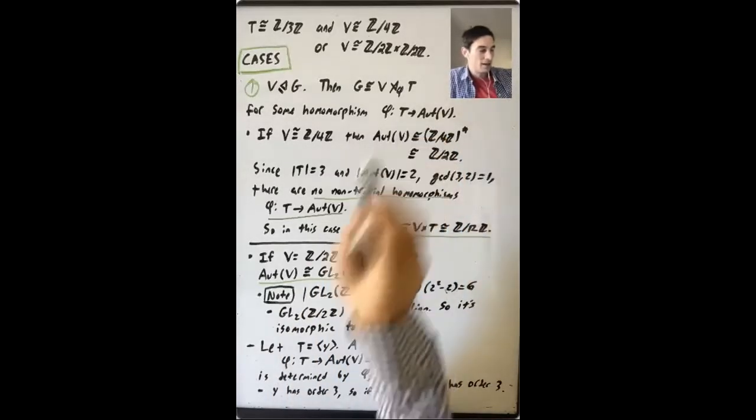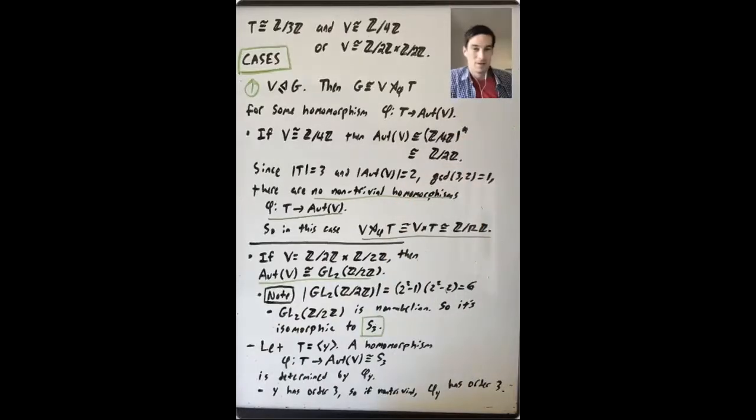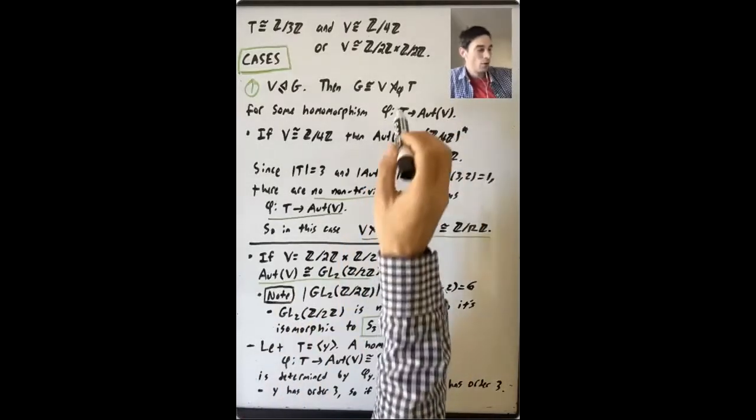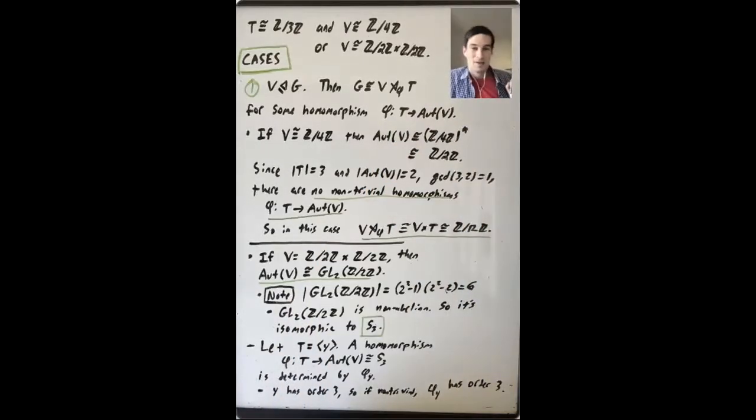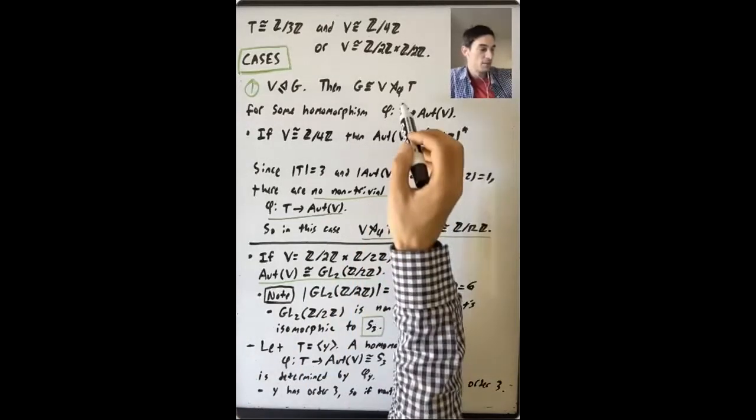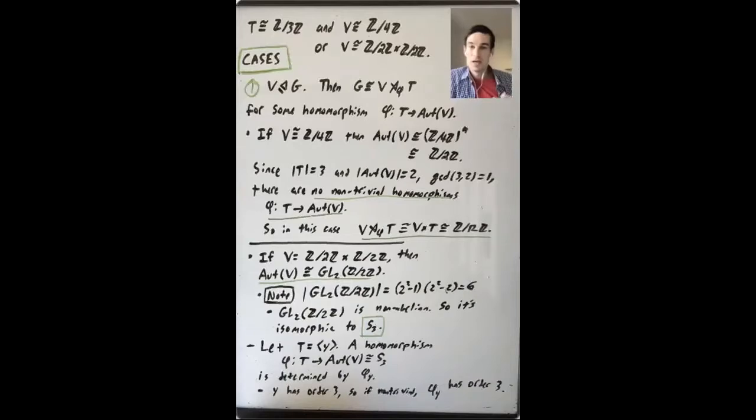T has order 3. Aut V has order 2. So those orders are relatively prime. So we've seen that that implies that there are no non-trivial homomorphisms from T to Aut V. So what does that mean?